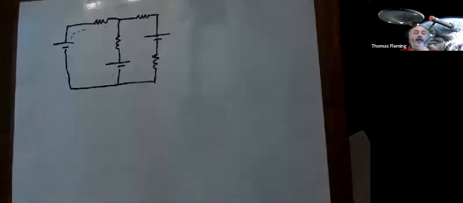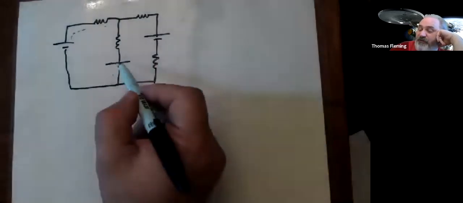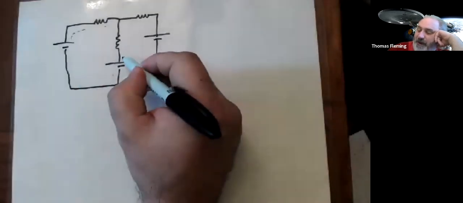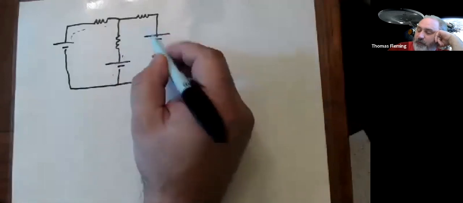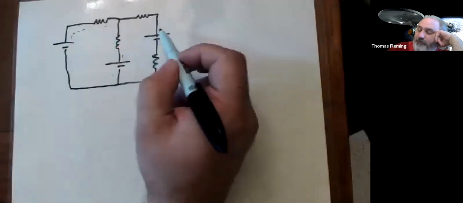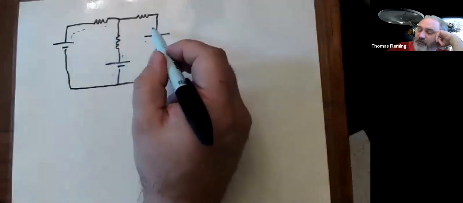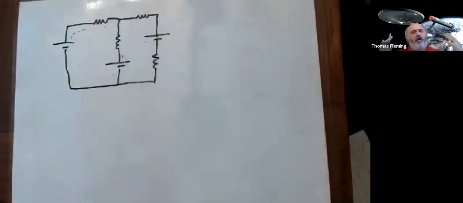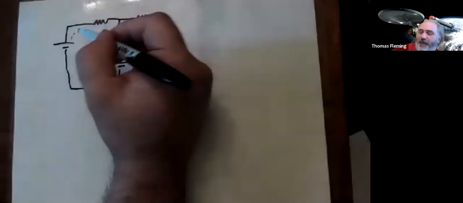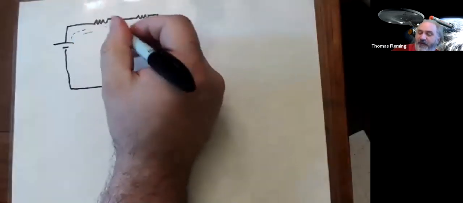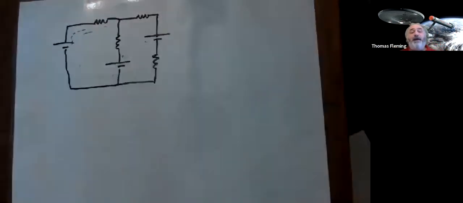But if I only had this as the only battery and these guys weren't here, then current would for sure come out of there, split going this way and around, or split going this way and around, right? But with all three of them, it's hard to know: is the current going to come out of this battery and into this one, or is it going to come out of this battery and into that one? I don't know, right? It's not obvious what's going to happen.